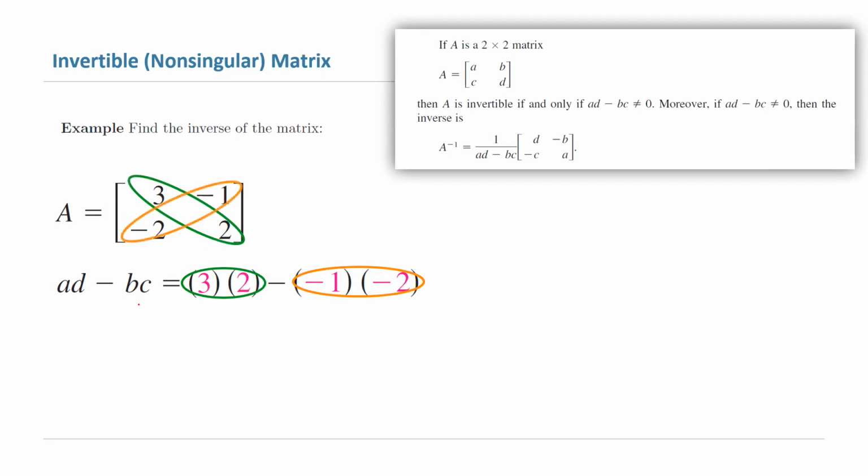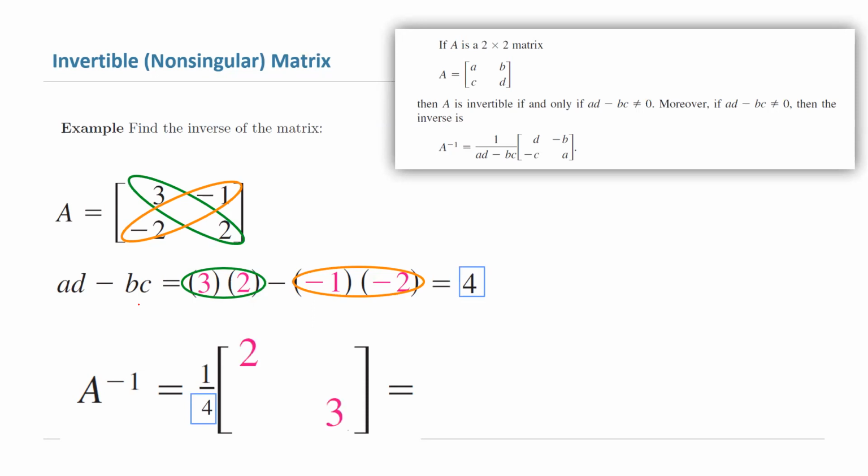Doing the calculation, it gives us 4. So as you can see, it is non-zero. It means that we are allowed to go to the next step. The inverse of the matrix is 1 divided by 4. Pay attention. We took the exact same element and wrote it in the denominator.